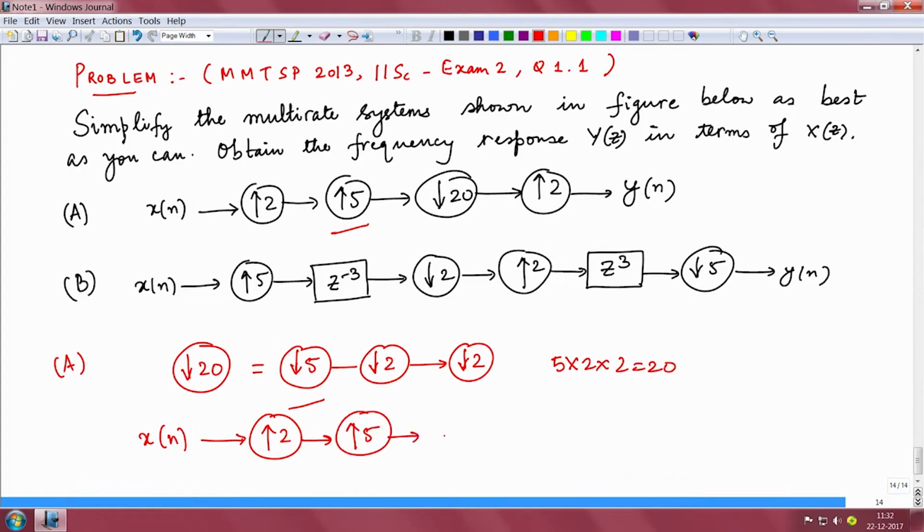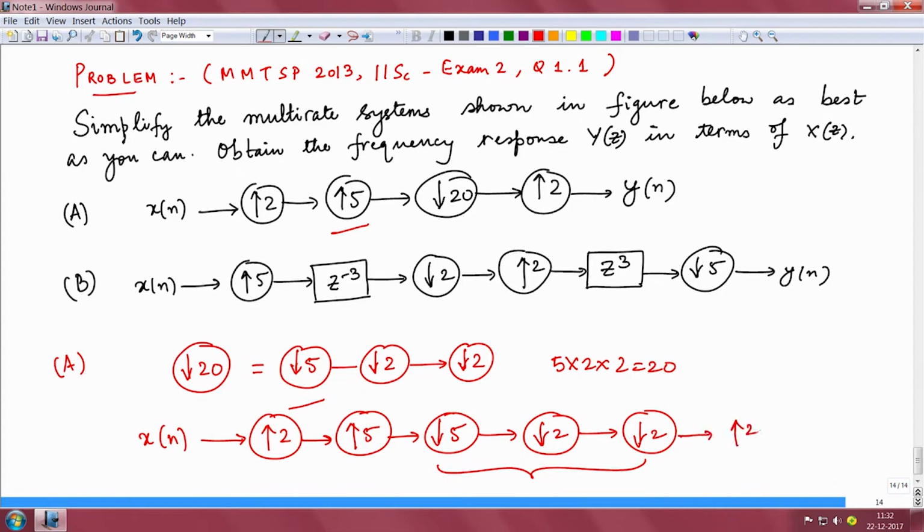Now, when we substitute this downsampler in this following way, so this is just the substitution of the downsampler 20, and then we have an upsampler, and then we have y[n]. So, now we see here what is happening is this particular block is basically identity. Whatever the upsampler does, the downsampler is going to undo it.